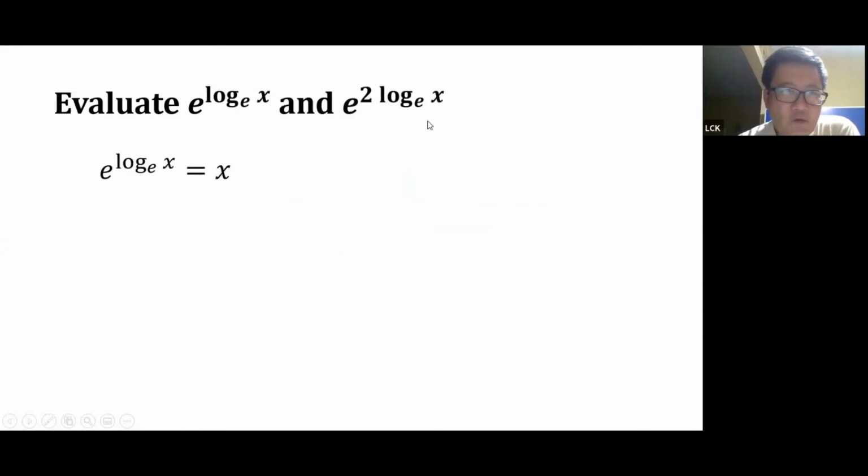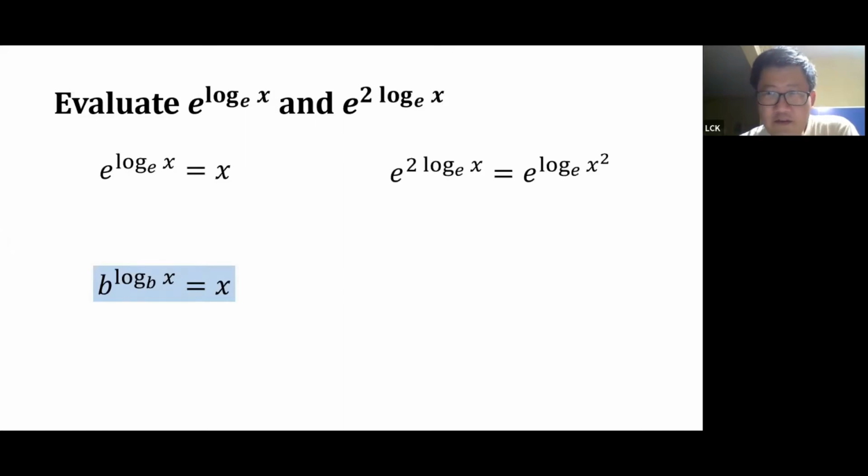Now let's look at something more complicated. So you see E to the log base E of x simply equals x, and I'm using this. But how do you do this? You have E here, you have E here, but you have a 2 here. So it doesn't quite fit this formula because here you're not supposed to have any number in front. Here you have a 2. So how do you do this?